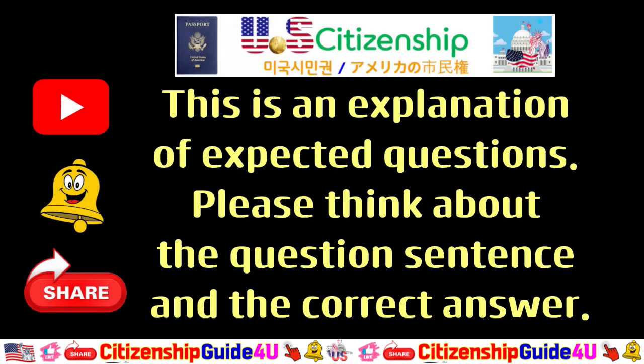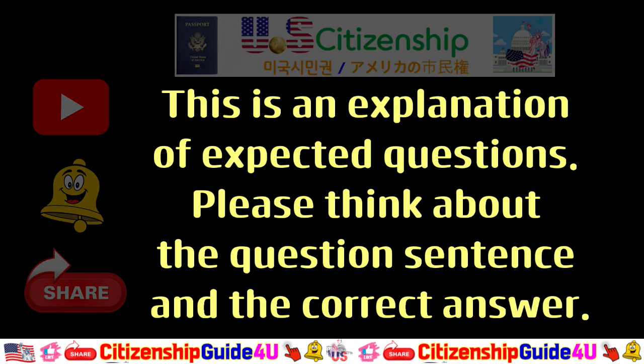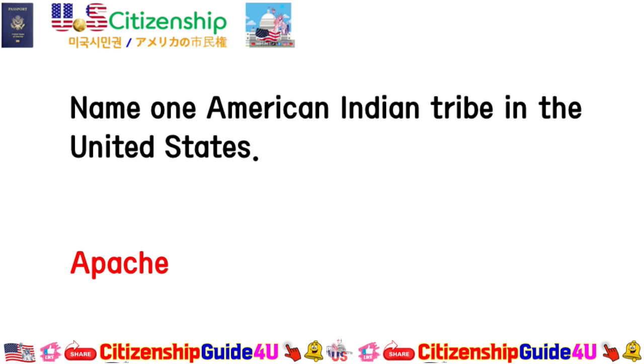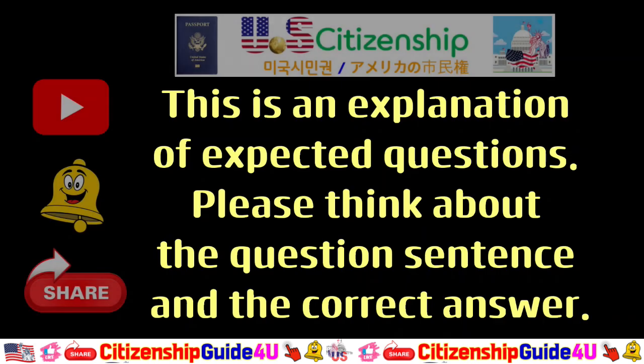There were about 20 American Indian tribes living in the United States. If I had to name one tribe among them, Apache would be a good one. It is also used as the name of a helicopter. Name one American Indian tribe in the United States. Apache.